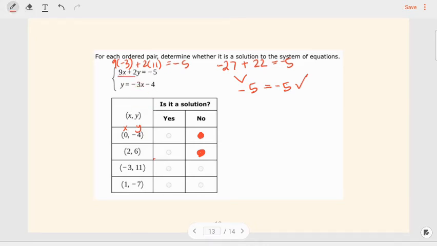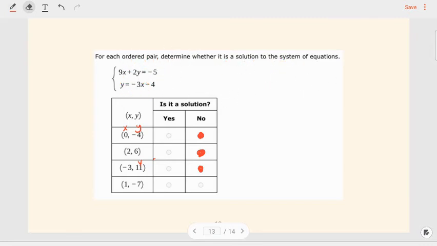So let's check in the second one. So my y value is 11 is equal to -3 times -3 minus 4. So let's check this. Math equals 11 equals +9 minus 4. Well, +9 minus 4, is that equal to 11? Well, no. So even though it worked for the first, it doesn't work for the second. So my answer again is no. Okay, let's check our last problem.